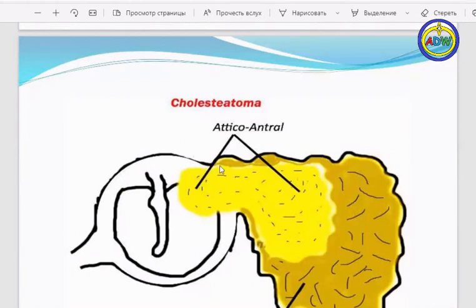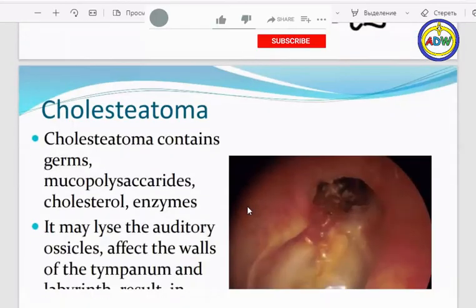Cholesteatoma does not form in one day. If there is chronic otitis media for a long time, 10 years or 5 years, during this period it forms. And then in one day, like a bomb, this complication can appear.